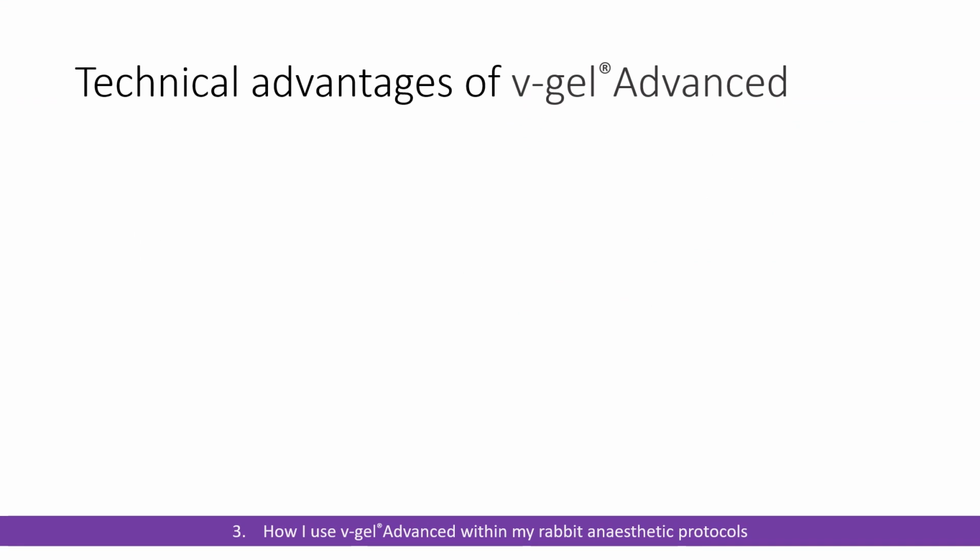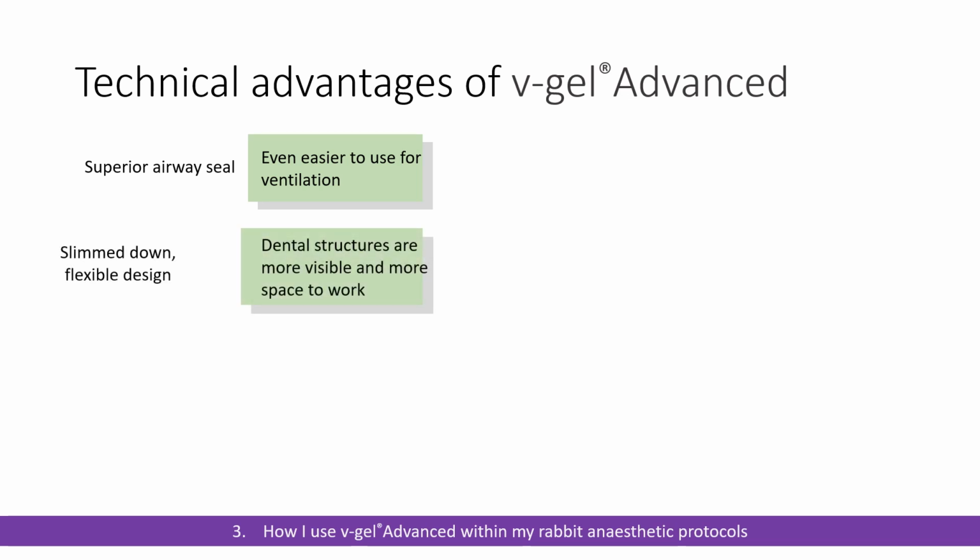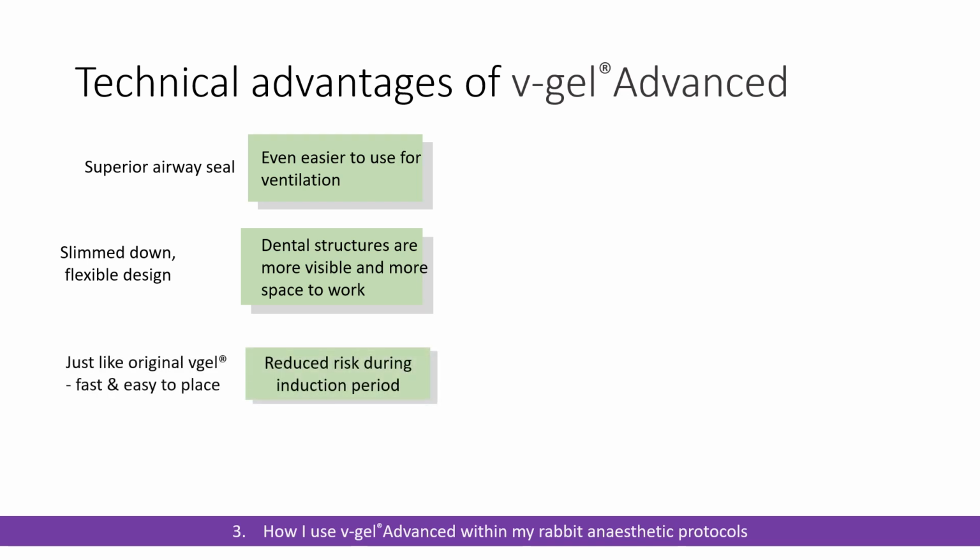The technical advantages of the v-gel advanced, what I see when I use these in practice, very much easier to use for ventilation even than the original v-gels, and certainly much easier to use for ventilation than an uncuffed endotracheal tube, which is what I was using before. You've got that increased ability to do dental examinations and dental procedures. You've got that nice, fast, easy to place system going on, so that you've got a very rapid induction period and you can get these animals ventilated very, very quickly indeed, sometimes in a matter of seconds.